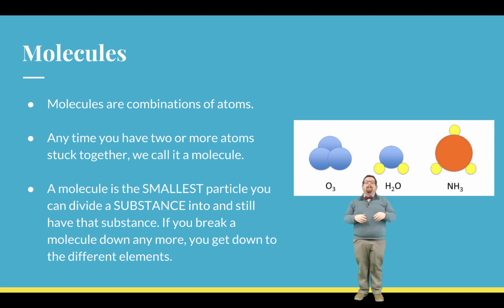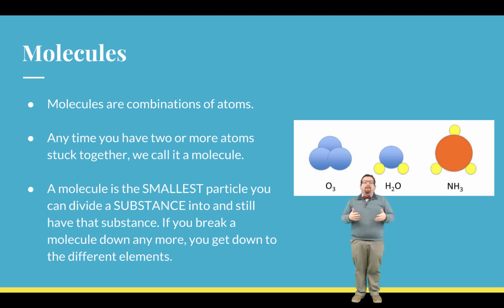Up here you can see some pictures of molecules. The first one we have is O3. That's 3 oxygen atoms stuck together, also known as ozone if you're really curious. We also have H2O, which is water, 2 hydrogens and an oxygen stuck together. And we have NH3, which is 1 nitrogen and 3 hydrogens, also known as ammonia.